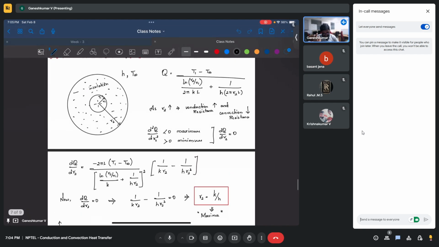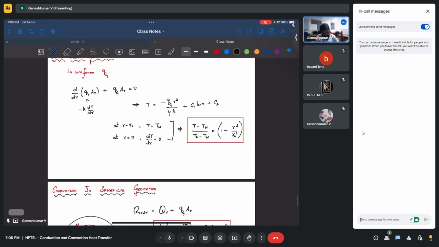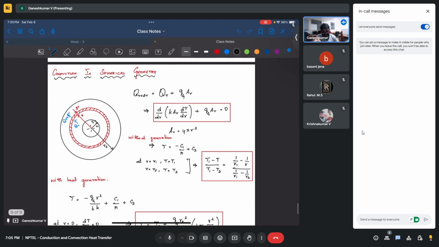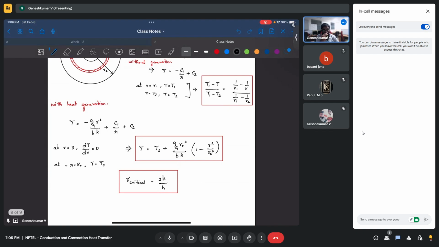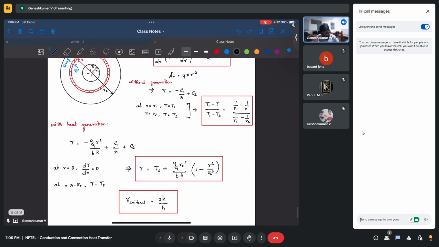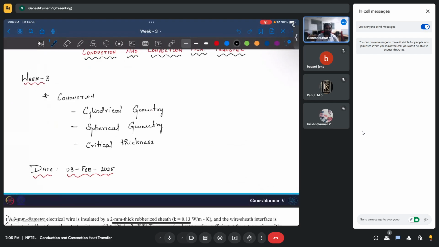And then there is a concept called critical thickness, which basically tells whether conduction resistance is more or convection resistance is more because of increase in insulation thickness. We did the same thing for spherical geometry, and also we did the critical thickness for the spherical geometry, right? So today's problems are also going to be based on this. Maybe we'll quickly jump into the problems, and if required, we will get back to the notes again and revise it.